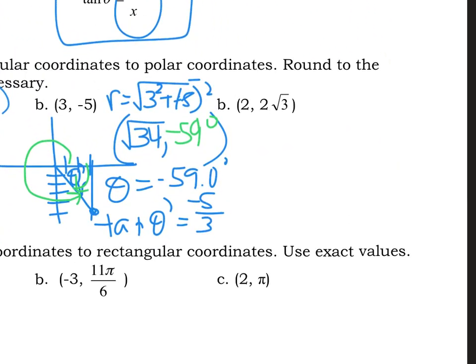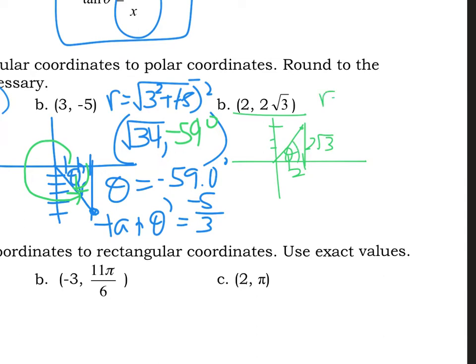All right, letter B. Here we go. Ooh, I've seen these numbers before, sort of. Let's go ahead and graph this one. 2 and then 2 rad 3. I'm not quite sure where that's at, but we'll just pretend it's right there. 2 rad 3. We're looking for theta.